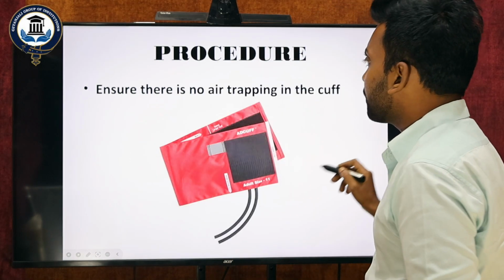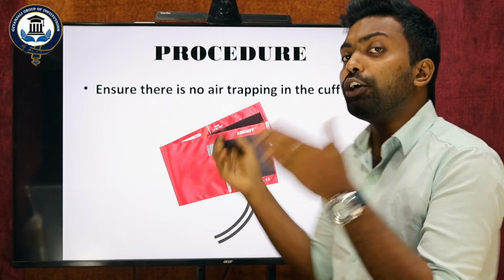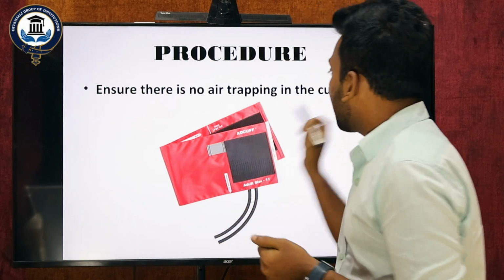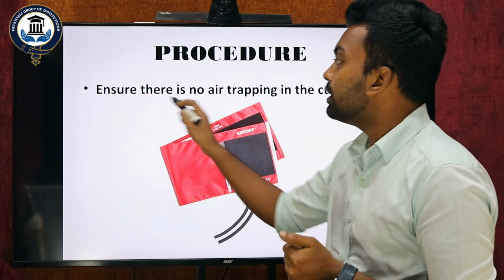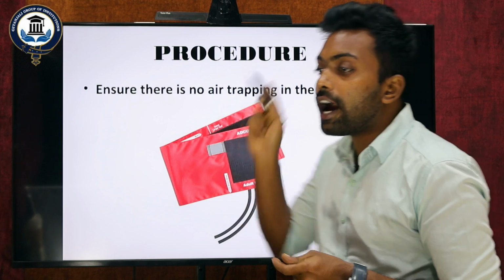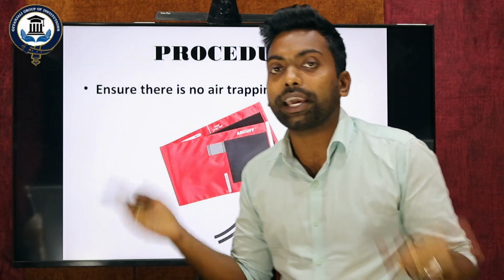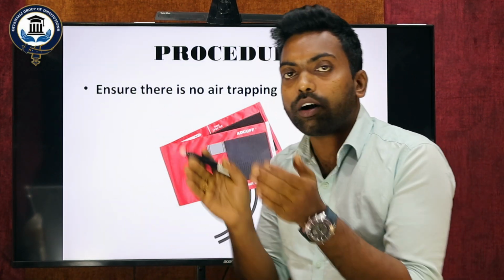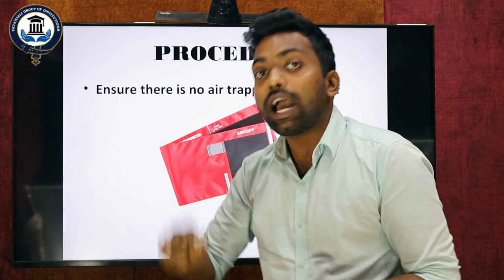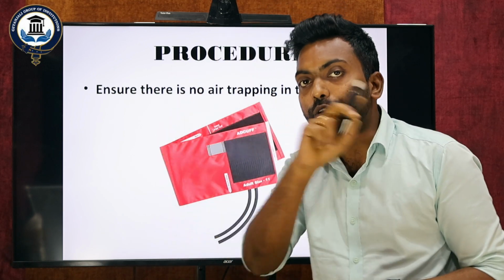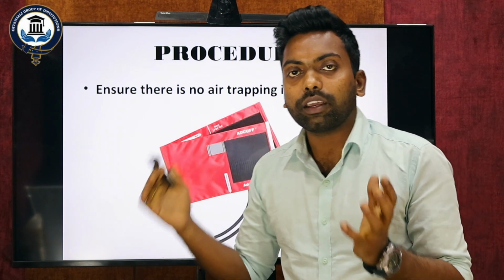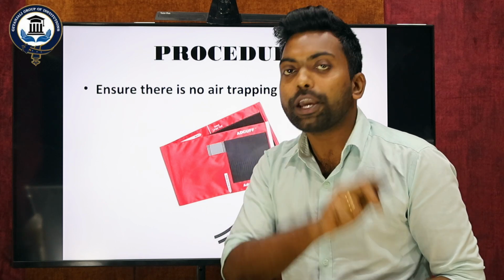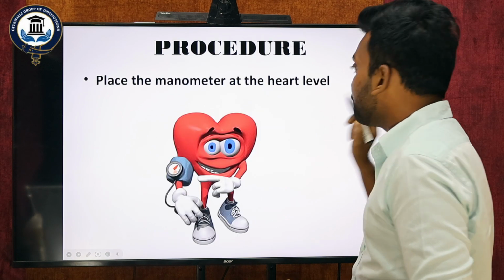And the next one is the procedure. Before starting the procedure, this is called the cuff, which is one of the parts of the sphygmomanometer. Make sure there is no air in the cuff. Why? Because if there is air in the cuff, it is not going to give accurate data. It is not going to give an accurate systolic pressure. It will give some error. In order to prevent error, you must make sure there is no air in the cuff. That is the main important thing you must do.